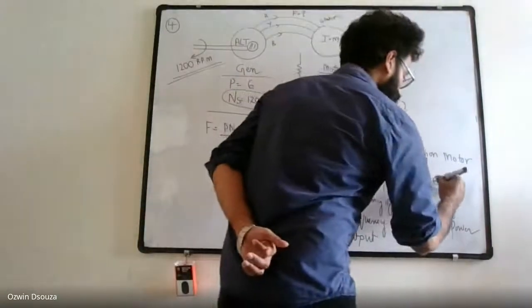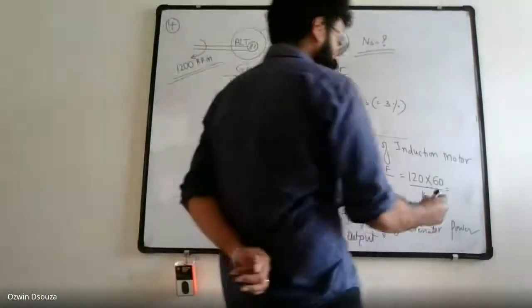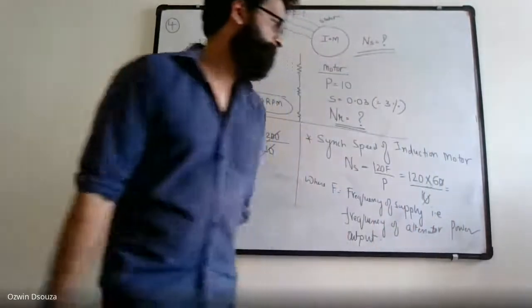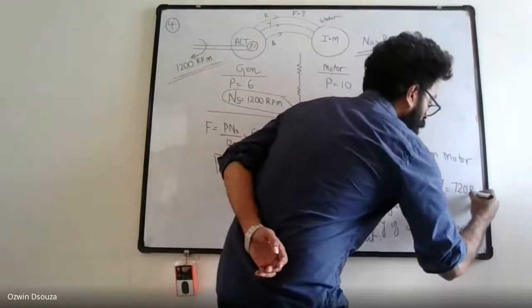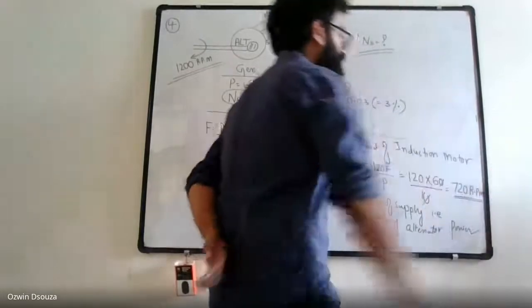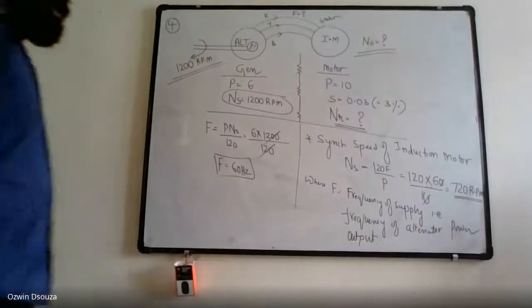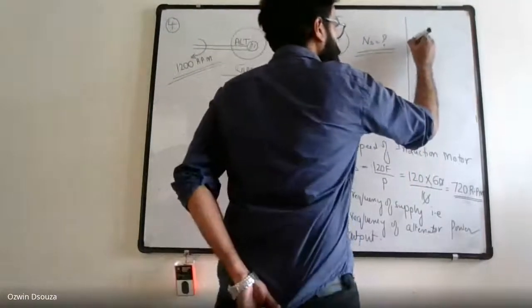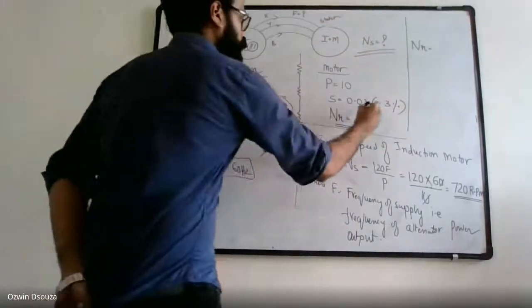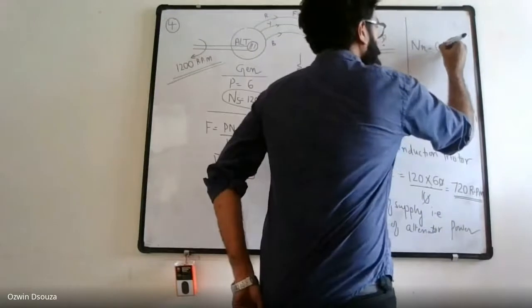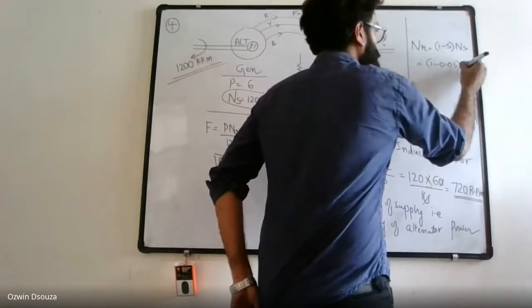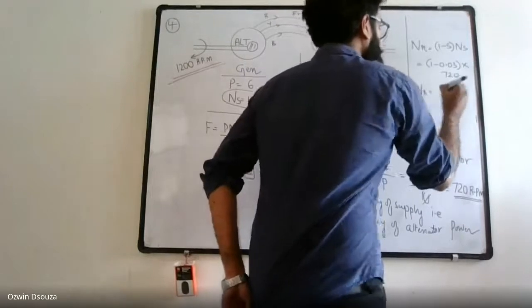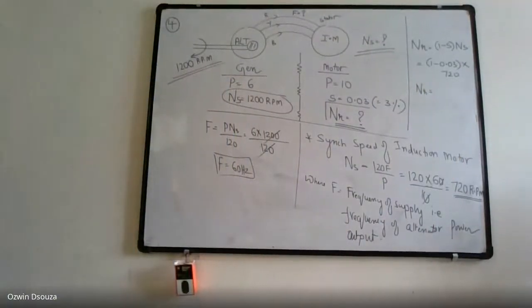60 hertz. So substitute there, 60. So what do you get? The synchronous speed of the induction motor as 720 RPM. Once the synchronous speed is known, you can find the rotor speed. This is what you are supposed to find out. NR is equal to (1 minus S) into Ns. So that is (1 minus 0.03) into 720, or NR is equal to 698.4 RPM.